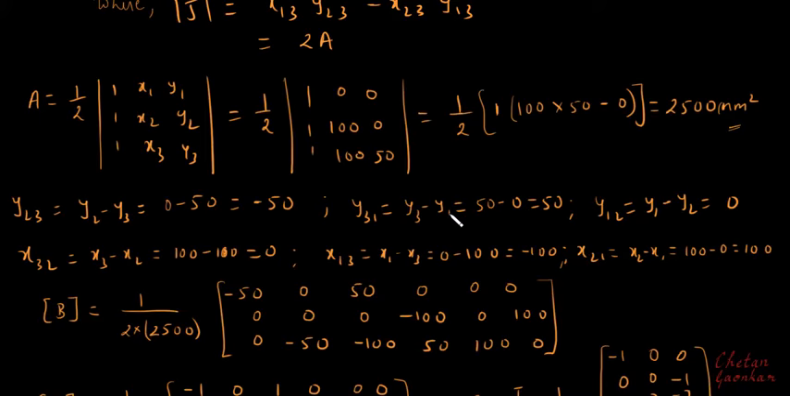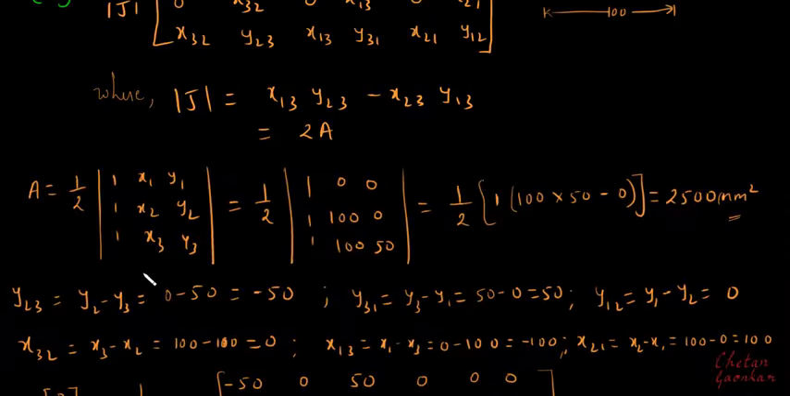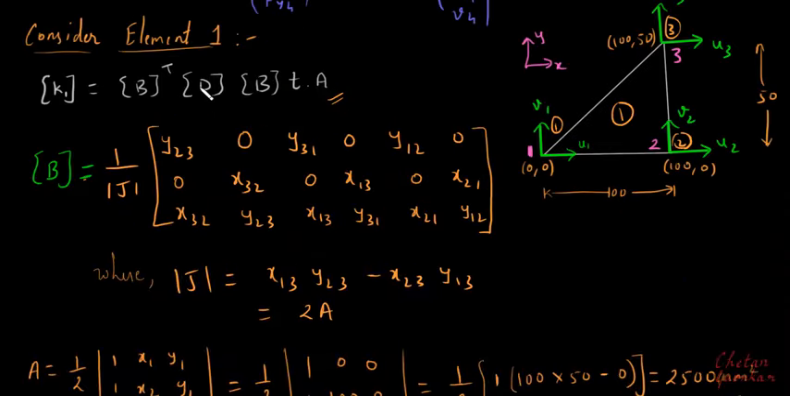y3 1 will be y3 minus y1, so y3 minus y1 will be 50 minus 0, so this becomes 50, and so on. So once I calculate all these values of y23s and x32s and so on, I can write this B matrix. So I have got all the required things. I have got B matrix, I have got A matrix, and then I want D matrix.